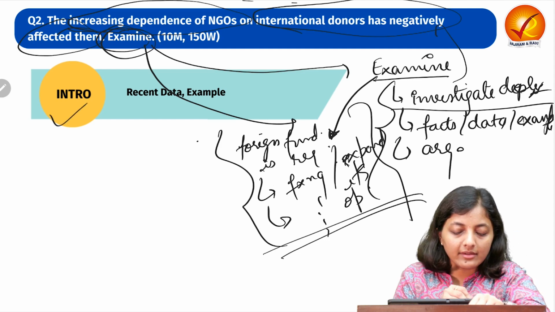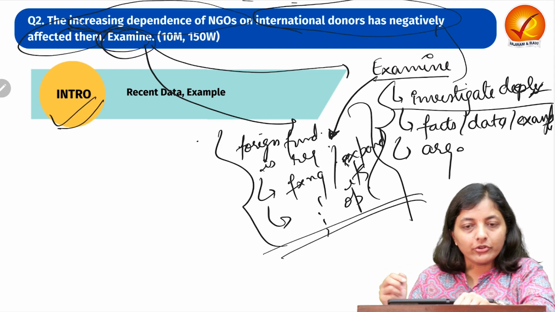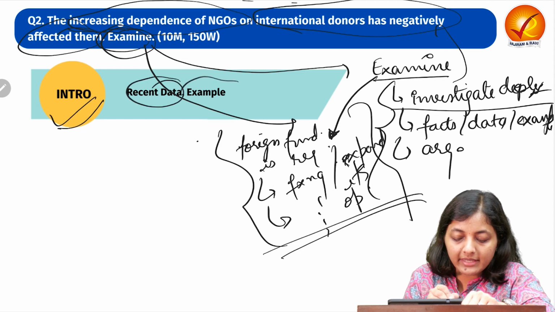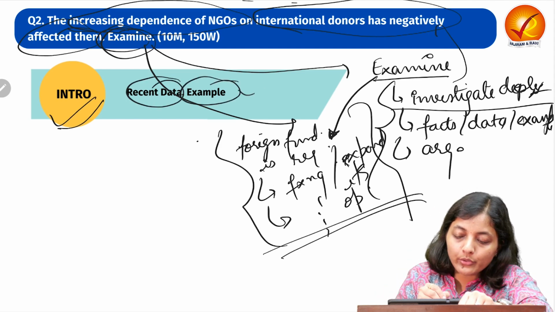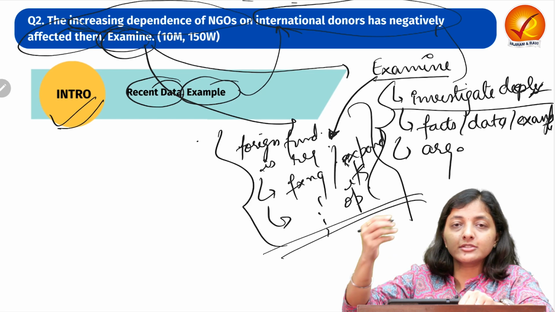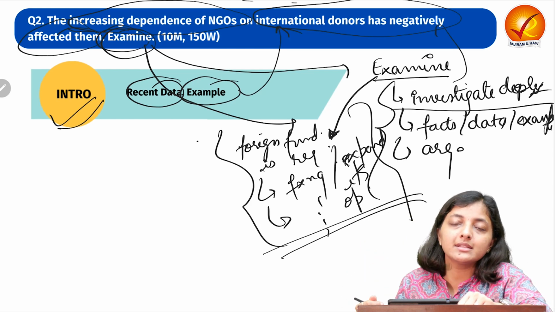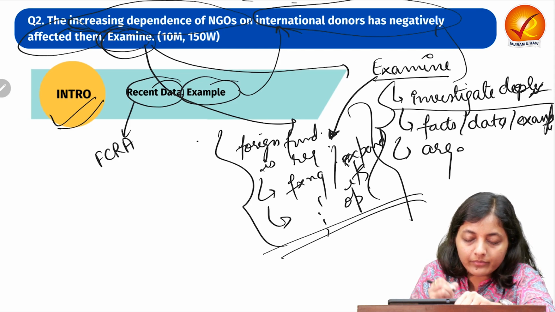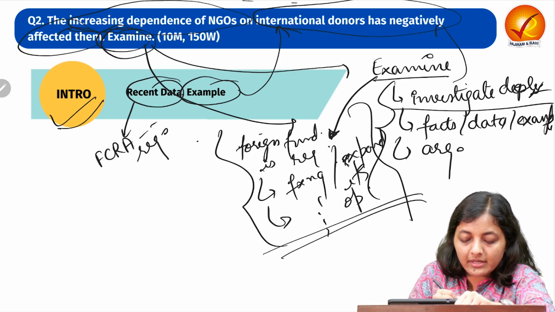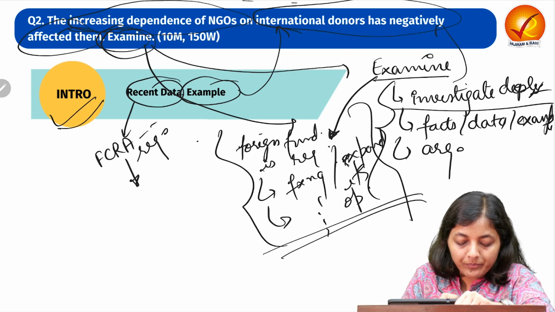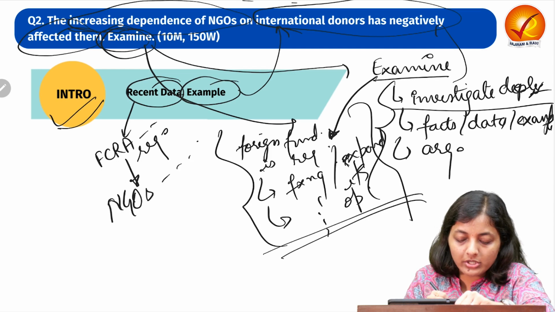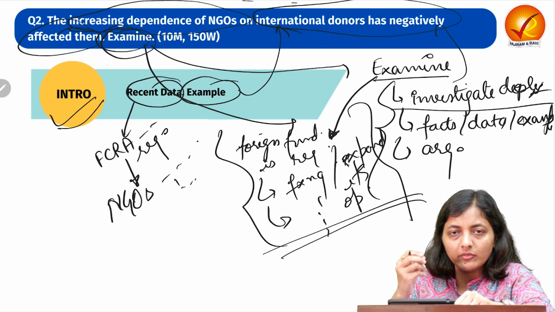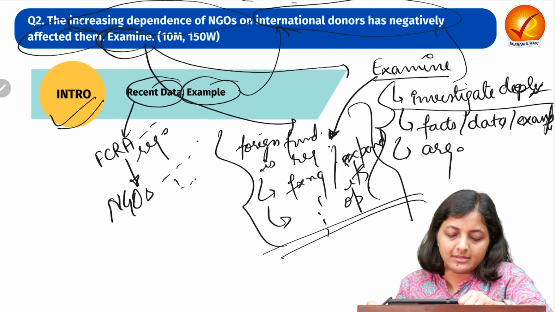Okay, so let's start with the introduction. In the introduction, you can quote some recent data or an example so that you can set the context, so that my flow will be there in this answer. Like you can tell about some regulations of FCRA and some case study in which it was found that some NGO has taken international donations and is involved in some illicit activities.